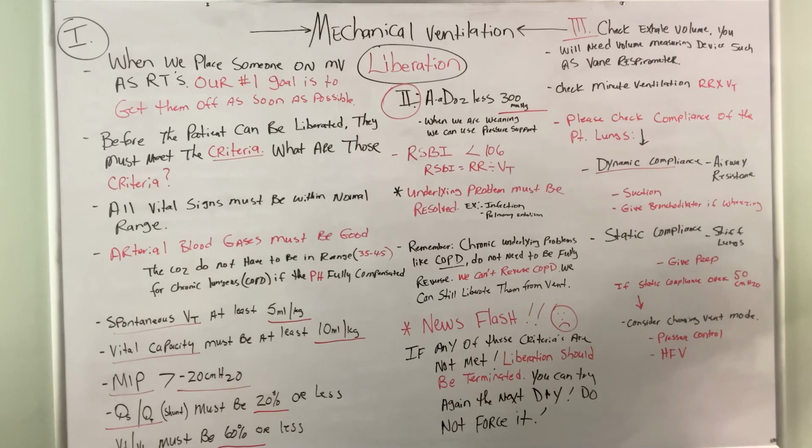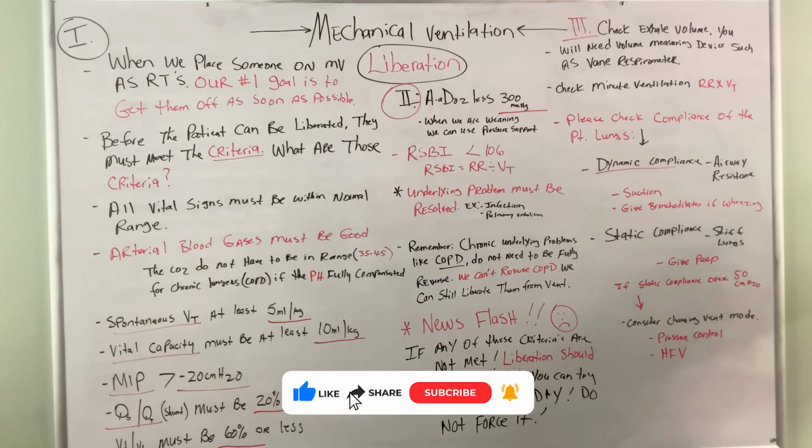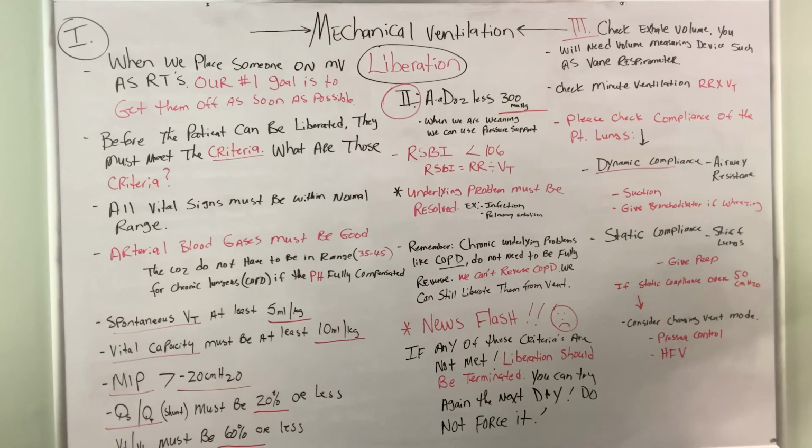Remember, for this exam, you will place someone on the ventilator, but there will be questions on this exam that will test your knowledge as to how and what to look for to get them off of the ventilator. Mainly on the exam, you will see questions pertaining to COPD, and make sure you are on top of your game. You cannot change a patient's lung damage, okay? But look at those ABGs and make sure that the pH is compensated, which means that the patient is ventilating just fine. Newsflash again: if any of these criteria are not met, liberation should be terminated.